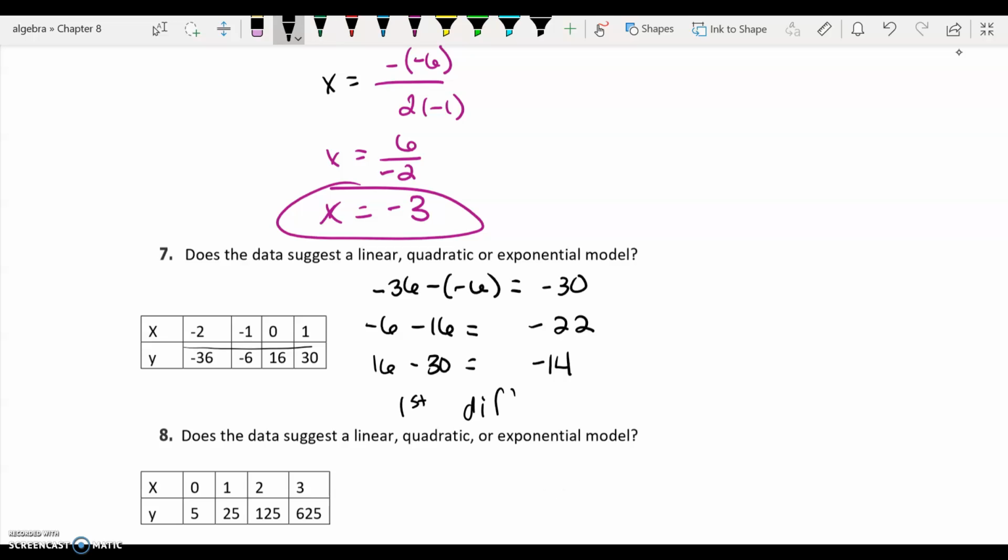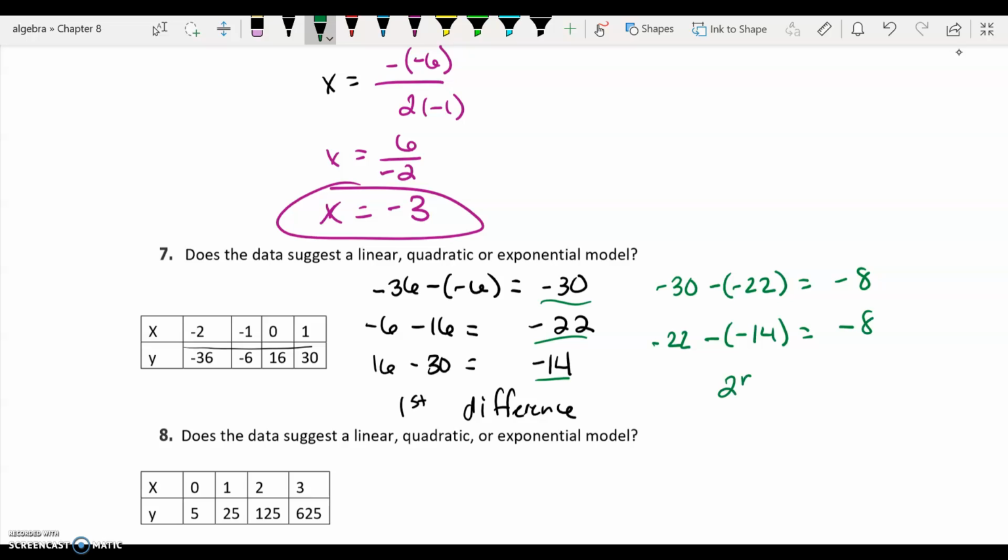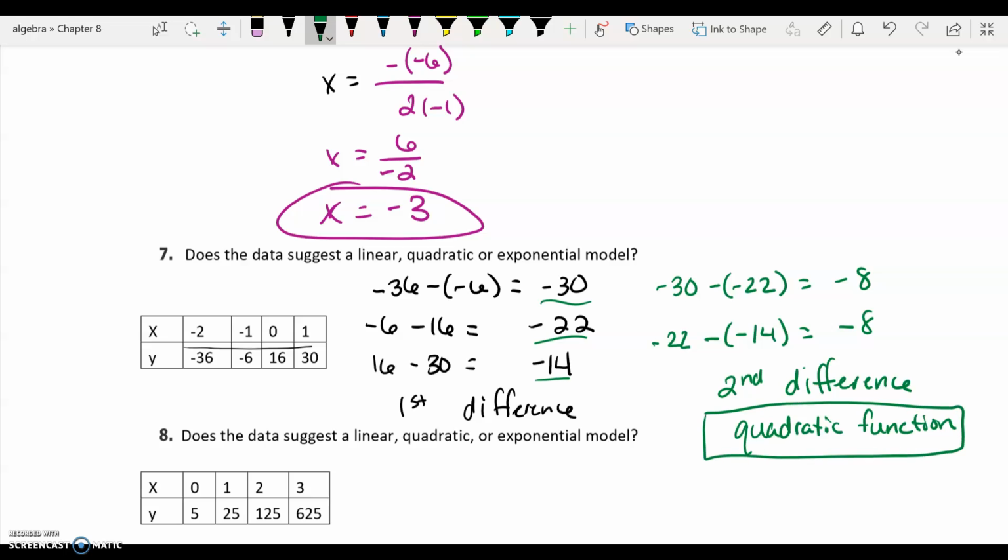So now we need to go to the second difference. So now I'm going to take those three numbers and subtract them. I'm going to take negative 30 minus a negative 22. That turns into a plus, so I get negative 8. And I'm going to take negative 22 minus a negative 14. That turns into a plus, so I get negative 8. So the second differences are the ones that work. So that's going to be a quadratic function. If the second differences didn't work, then you would go to constant ratios to see if it's exponential or not.